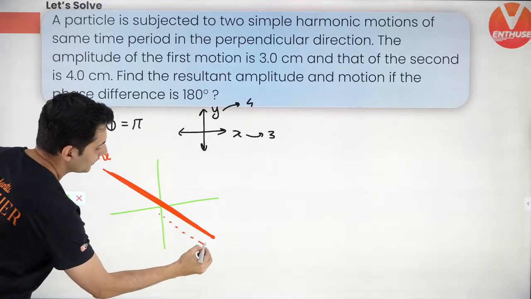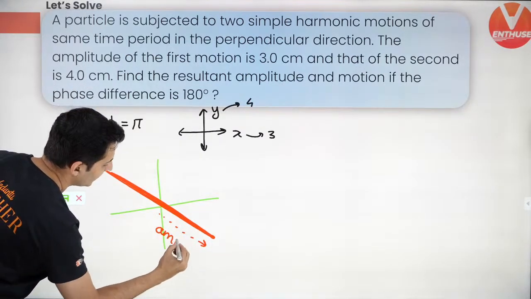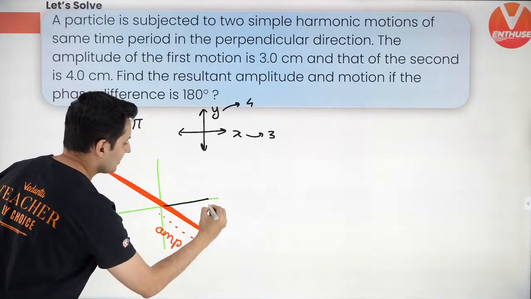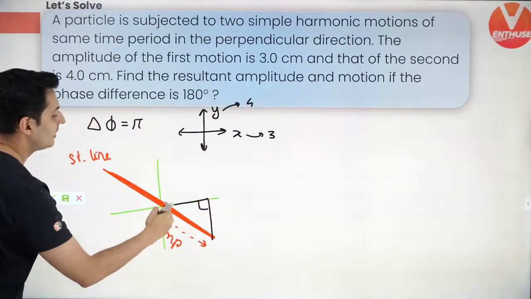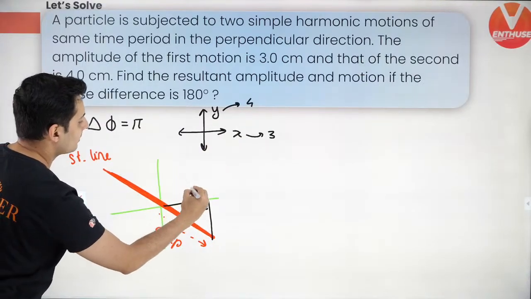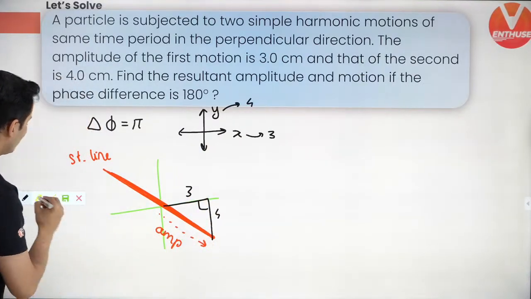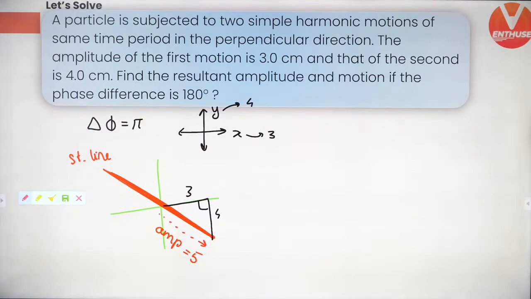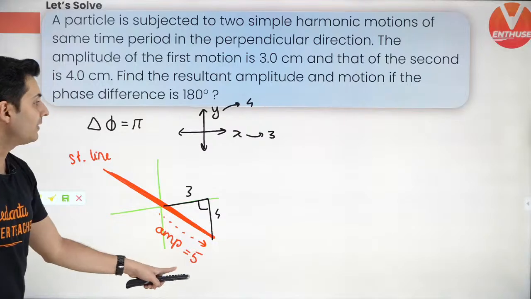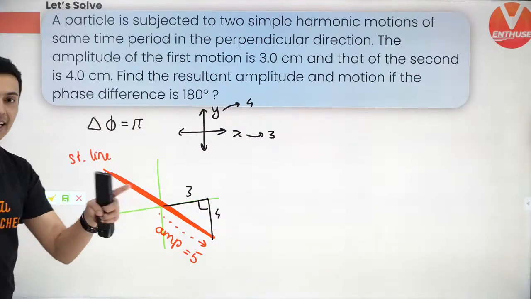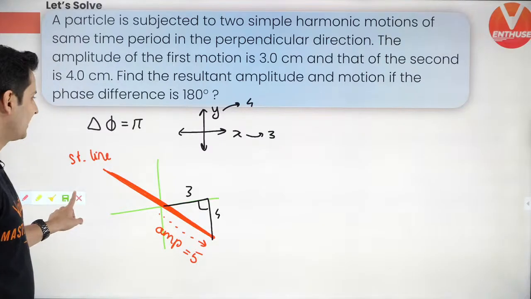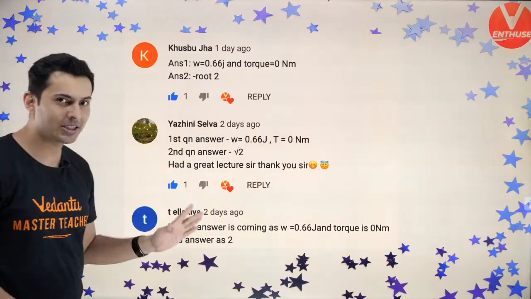So understand what the amplitude will be. This is the amplitude, guys. It's very simple. If this and this are drawn like that, this much will be 3 and this much will be 4. So obviously the amplitude must be 5 units. Hence the resultant amplitude is 5 and the motion will be a straight line. As simple as that. Correct? Very good. So that's how simple these questions are.